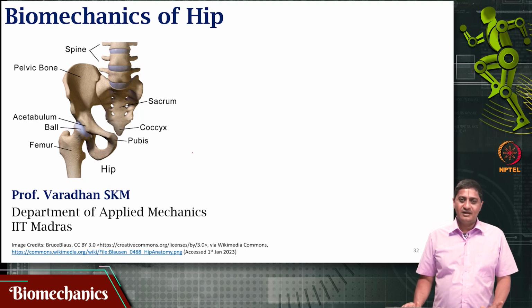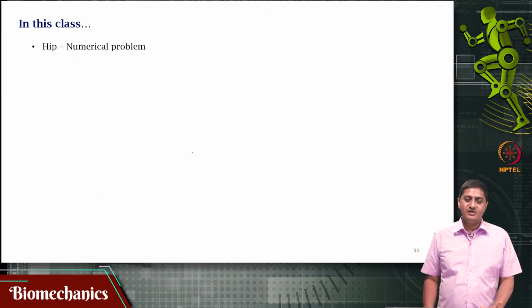We have been looking at biomechanics of the hip. We looked at the anatomy of the hip joint, the movements that are possible in the hip joint, and in the next video we also looked at the muscles that support and are responsible for movements at the hip joint. In this video, we will be looking at a numerical problem, a simple problem involving the hip joint.